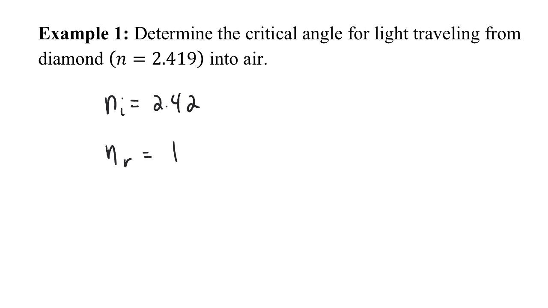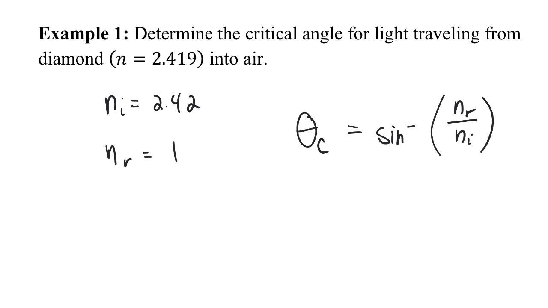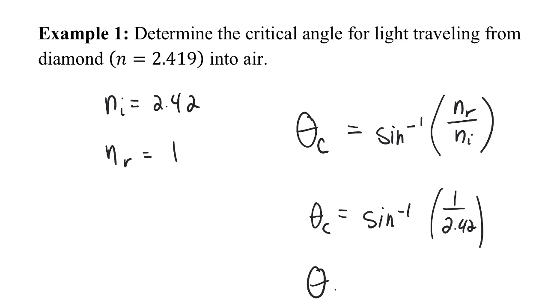Our goal is to find the critical angle. This is just plug and chug. It is so easy. You're literally plugging in every single time. We have NR over NI. And if you forget which way the formula is, just look at your numbers. The smaller number has to go on the top. Okay, give me one more second. This is the sine inverse of 1 over 2.42. Check it out. You'll get around 24.4 degrees.